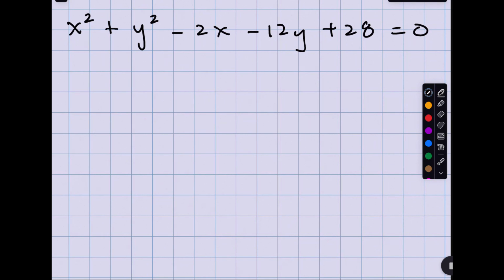After we grouped the x's together, the y's together, and moved the c to the other side, what's the next thing we did? Find a new c for the x's, find a new c for the y's, and add them to both sides. Awesome.